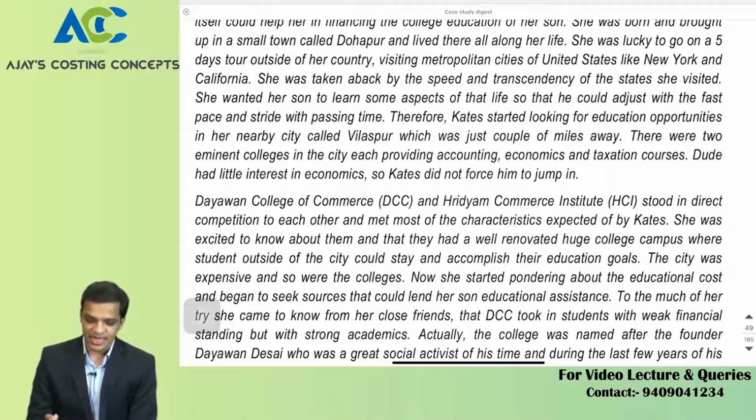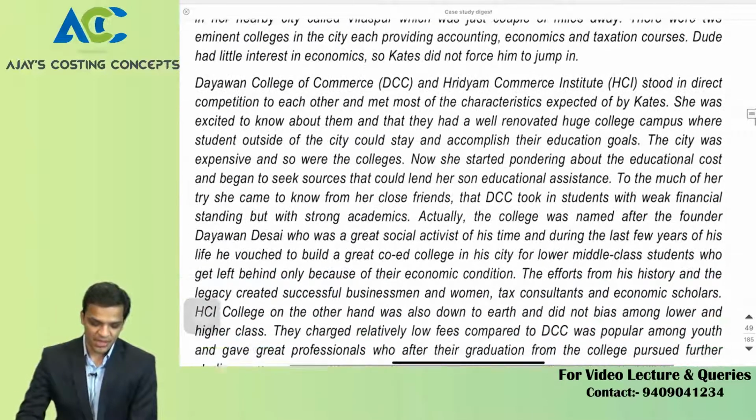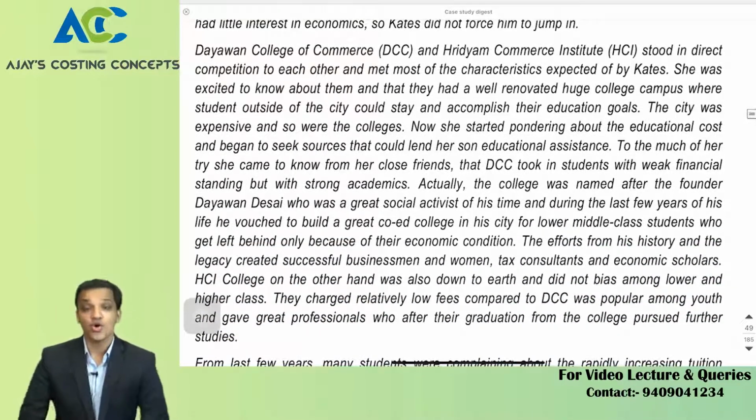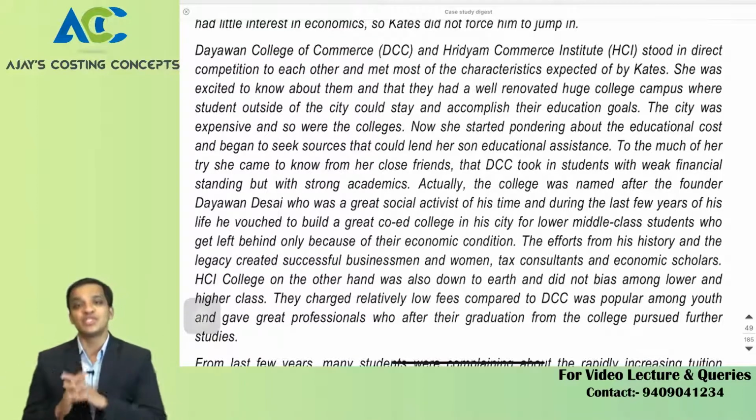Therefore, Kate started looking for education opportunities in her nearby city called Vilaspur, which was just a couple of miles away. There were two eminent colleges in the city, each providing accounting, economics, and taxation courses. Jude had little interest in economics, so Kate did not force him to jump in. Now, the whole story, this was the history that is given in the question.